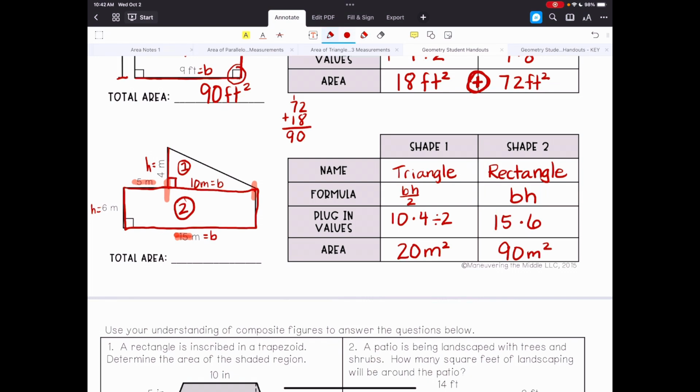And now we have to add those two numbers together because, again, a composite figure is similar or familiar shapes put together to create a complex shape. So 0 plus 0, 9 plus 2 is 11. 110 meters squared is my total area after I combine those two together.